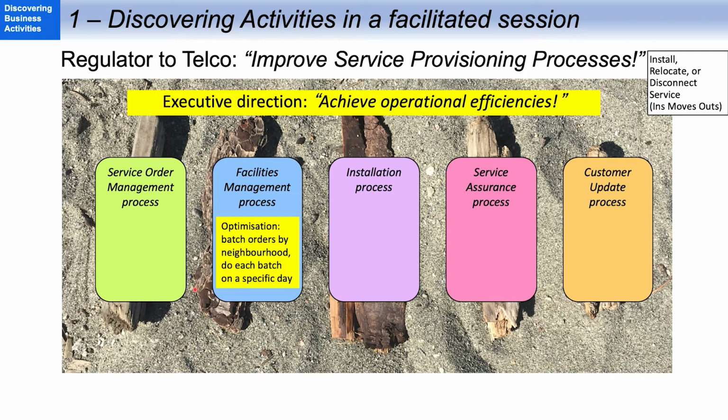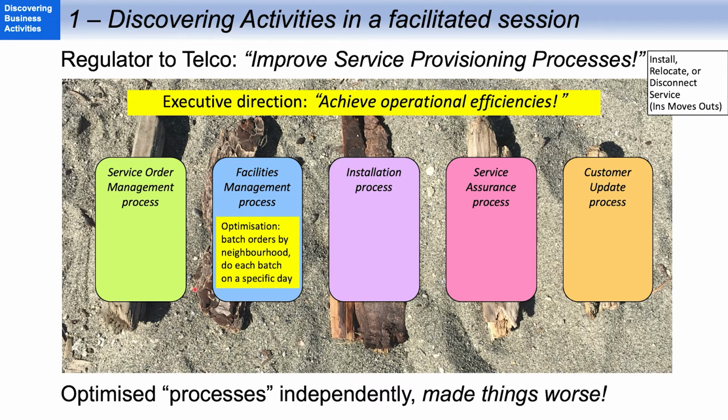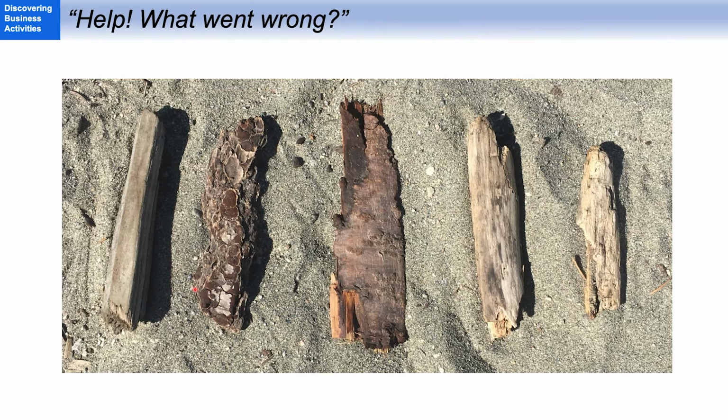But all the teams carried on getting the maximum efficiency out of this area. For instance, facilities management put in place a batching of service orders that really increased the efficiency, but it led to many orders being delayed for almost a week while they were waiting for their batch to come up. So they optimized their processes independently, but globally made things worse. The regulator was not happy, and the customers were not happy.